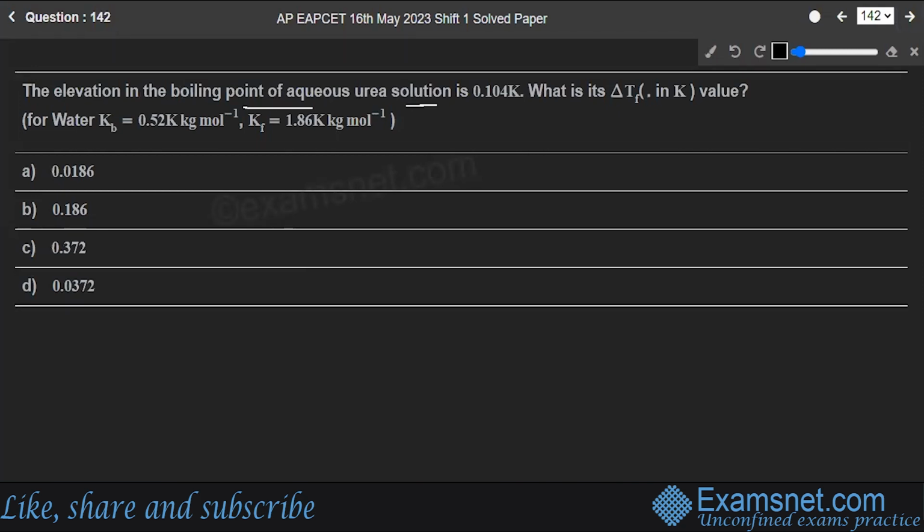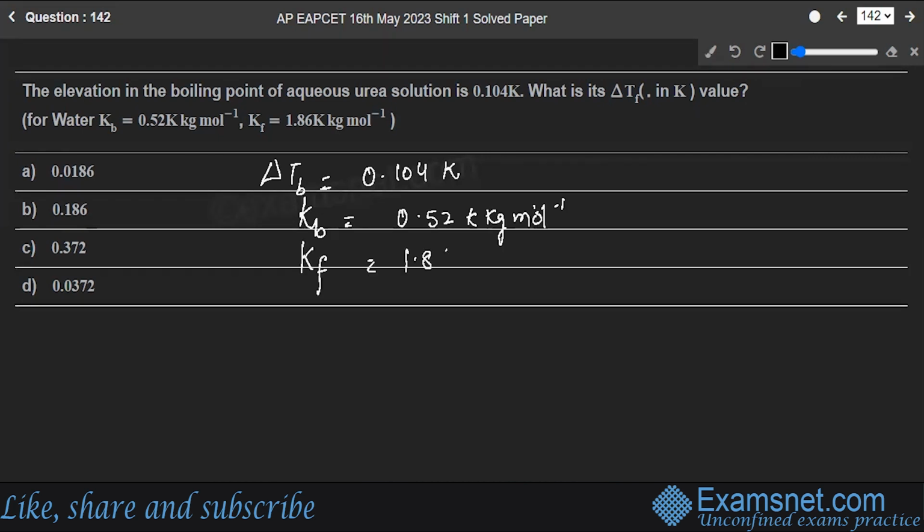The elevation in the boiling point of the aqueous urea solution is 0.014 Kelvin. What is the delta TF in Kelvin? For water, you have to take KB as this and KF as this. Okay. So you have the change in temperature for the boiling point. Delta TB is equal to 0.014 Kelvin and KB is given as this much kg per mole. And KF is 1.86 kg per mole. And you have to find out delta TF. This is what you need to find out.